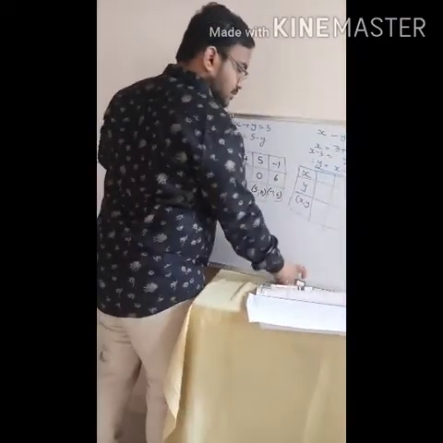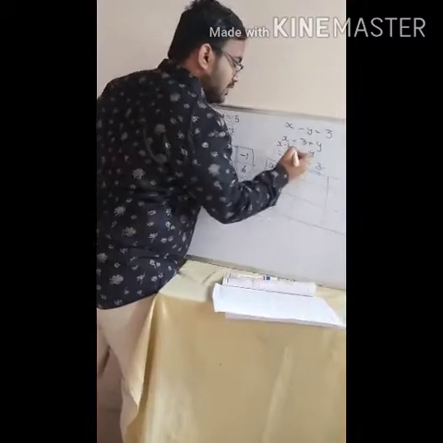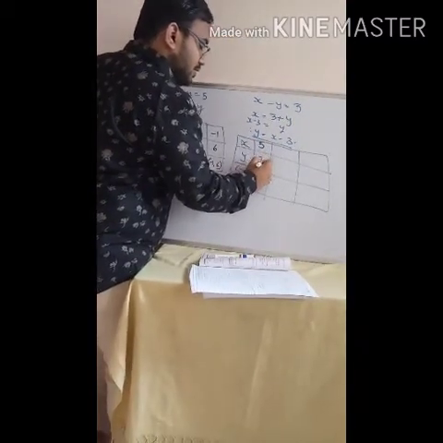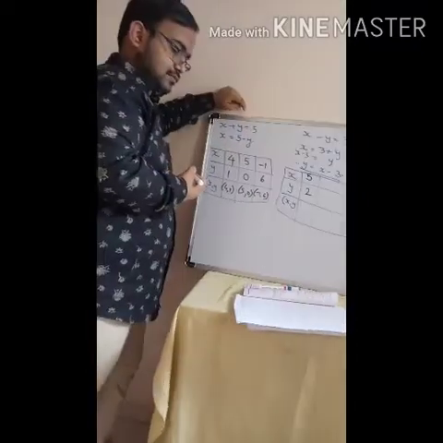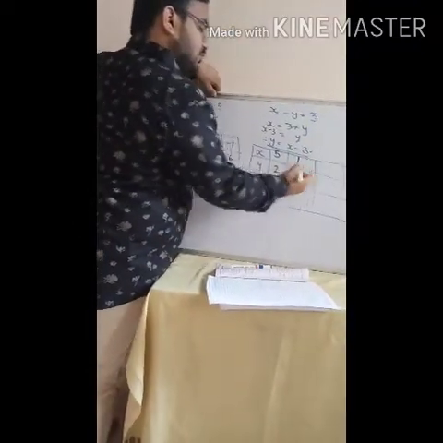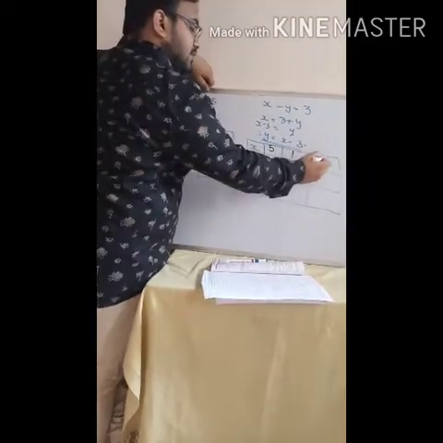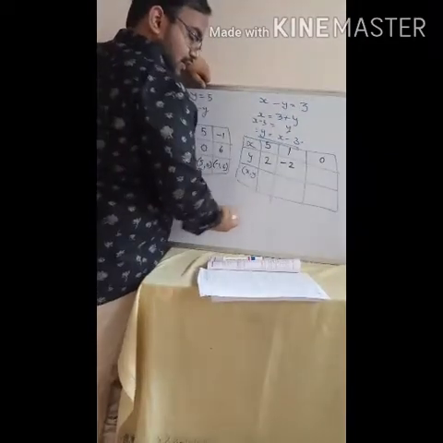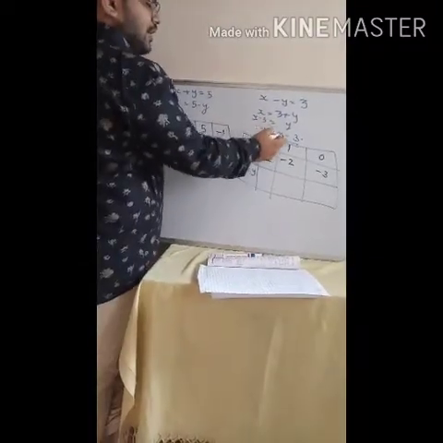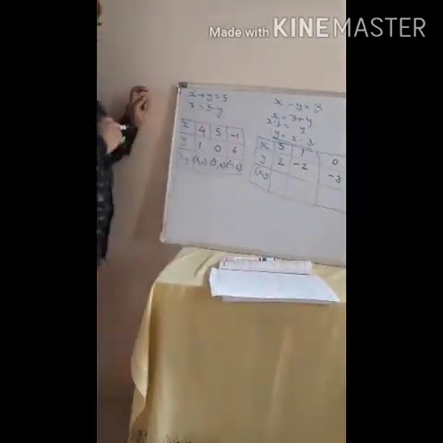So here, first take the value of x. If we take x as 5, you will get y as 2. If you take 1, you will get minus 2. And if you take 0, you will get minus 3. Just put the value of x and find the value of y, you will get it.